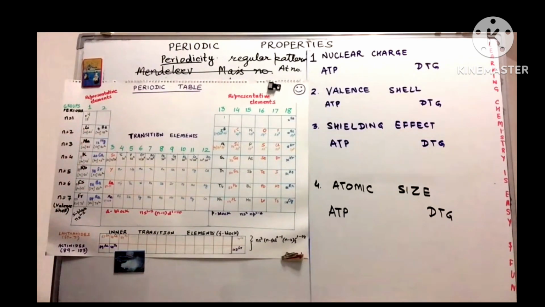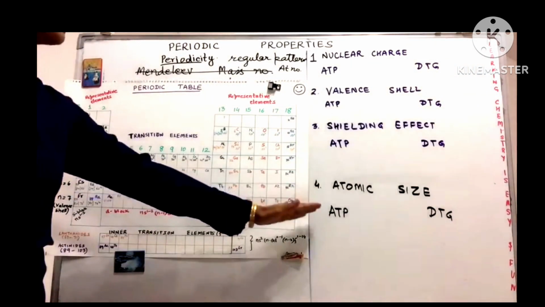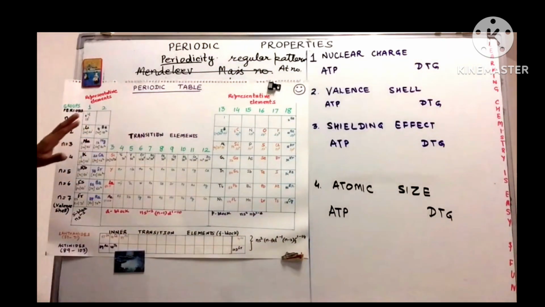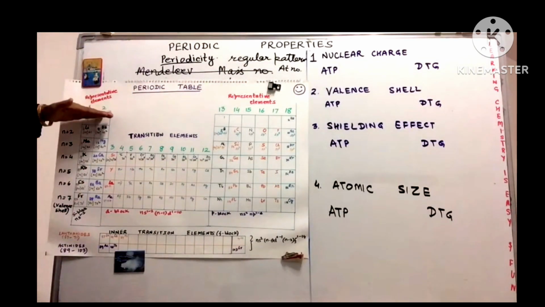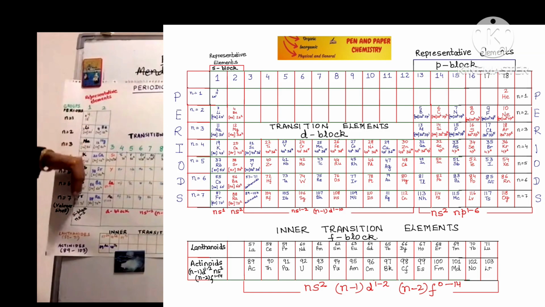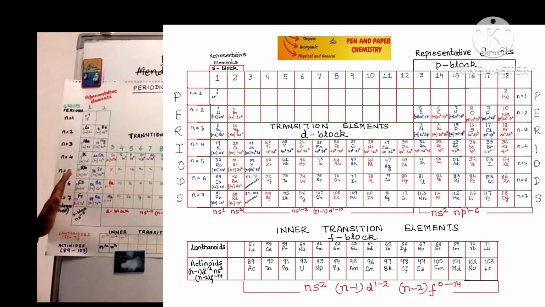So let us start with the first periodic property, atomic size. Now before I explain atomic size, let us recall a few points that we have studied in the periodic table. The periodic table is divided into horizontal rows and vertical columns. Horizontal rows are called periods, vertical columns are called groups: 18 groups, 7 periods, right? This is a simple recall of what we've already done.